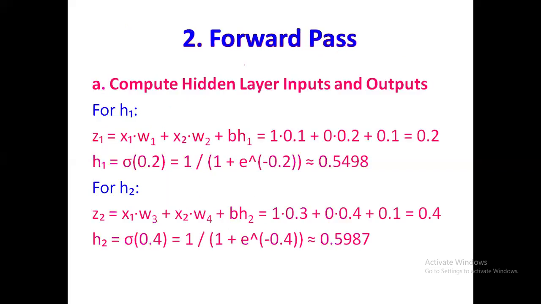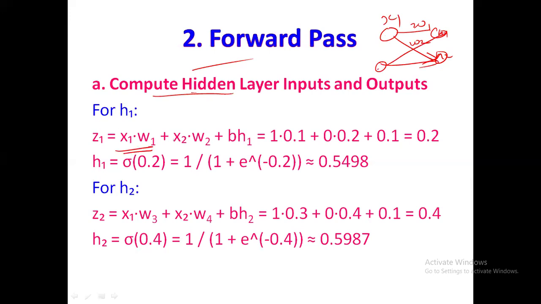So we are going to do the forward pass. We should compute the hidden layer input and output. As I have said, one neuron is connected with two neurons: x1 is connected with h1 and h2 through w1 and w2, and similarly, the other neuron should be connected with all the hidden layers. Z1 is given by x1 w1 plus x2 w2 plus the bias bh1.